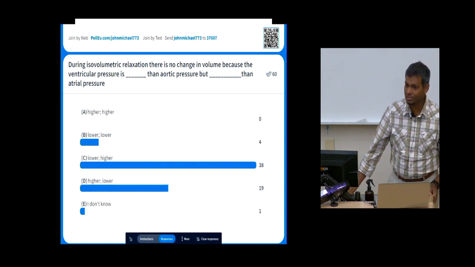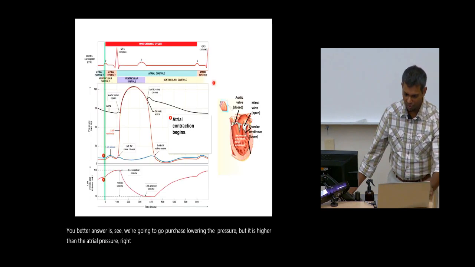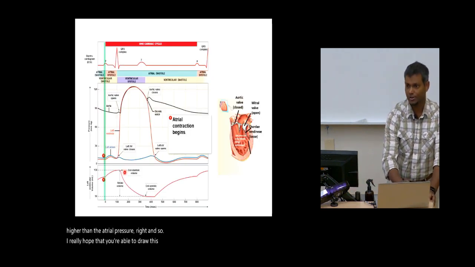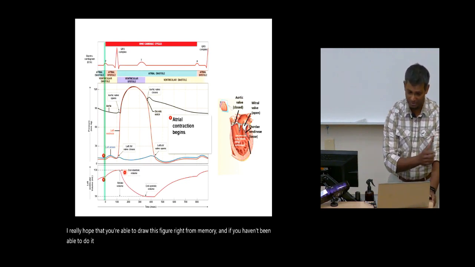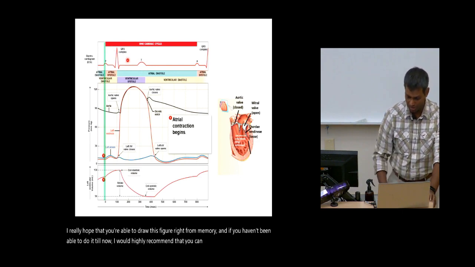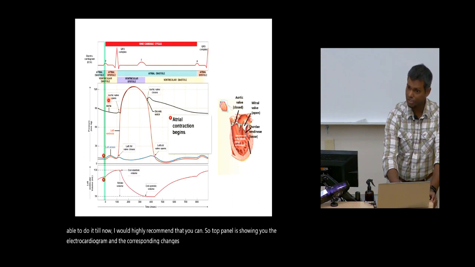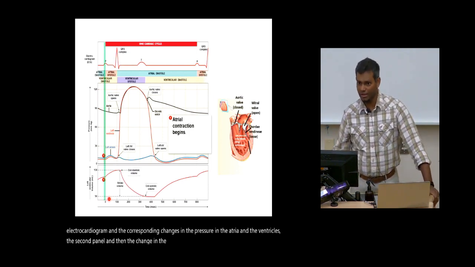Okay, the right answer is C. The ventricular pressure is lower than the aortic pressure, but it is higher than the atrial pressure, right? And so I really hope that you're able to draw this figure from memory. And if you haven't been able to do it till now, I would highly recommend that you do. So the top panel is showing you the electrocardiogram and the corresponding changes in the pressure in the atria and in the ventricles in the second panel, and then the change in the volume of blood in the ventricles.